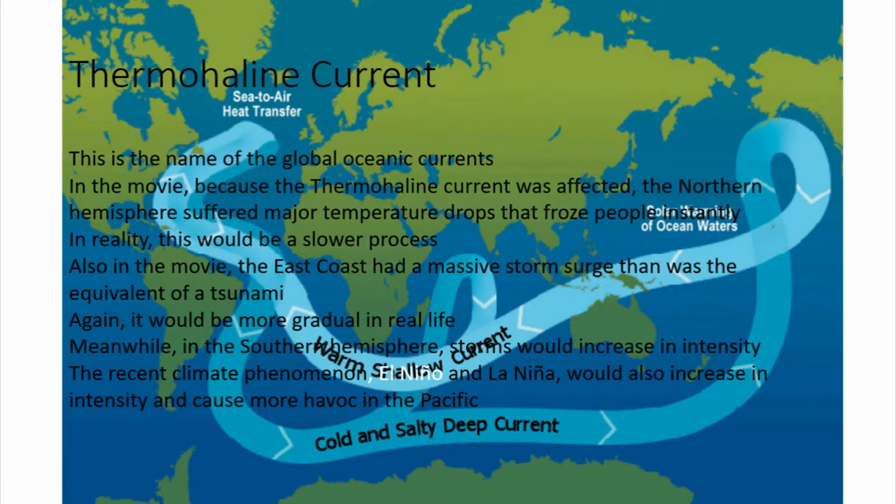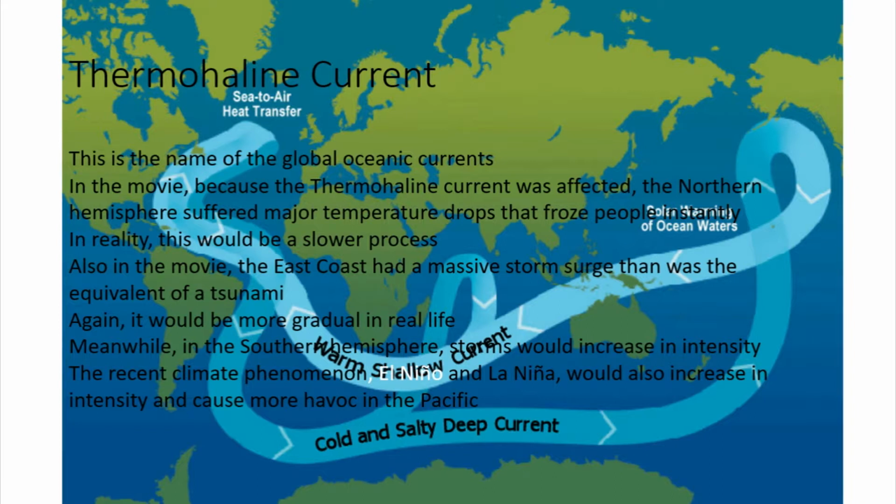Also in the movie, the East Coast has a massive storm surge that was the equivalent of a tsunami. In the movie, they actually mentioned it. They thought there was a tsunami coming from up north. The huge quantities of water from the melting polar ice caps can cause a huge wave. It would be a bit slower because there's nothing that would work that fast. Meanwhile, in the southern hemisphere, the storms would increase in intensity.